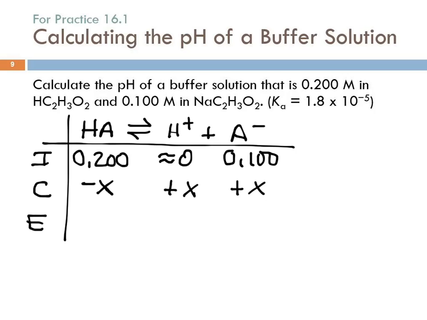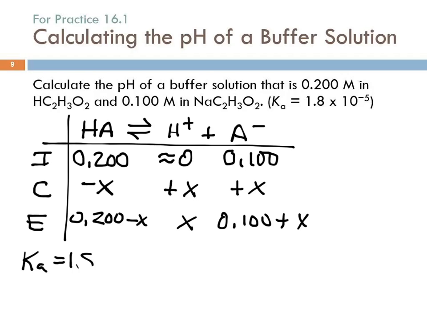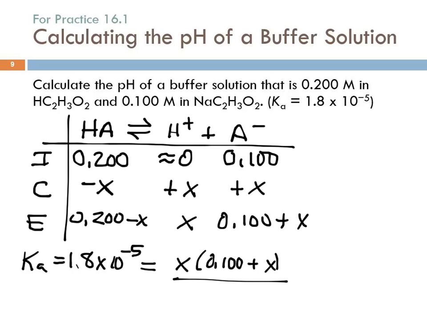And then at equilibrium, what we've got is 0.200 minus x and 0.100 plus x. And then we set up the equilibrium expression. Ka is equal to 1.8 times 10 to the minus 5, which equals the products multiplied and divided by the reactants. And since there's no coefficients in here, we don't have anything squared or anything like that.